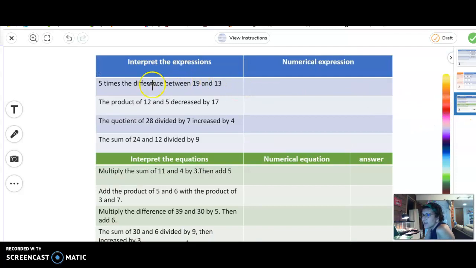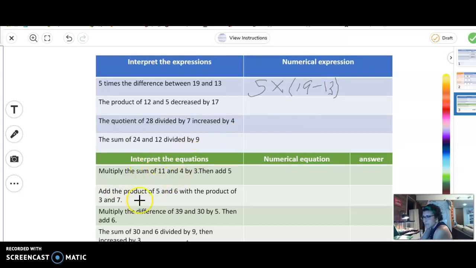And then the third page, you're writing a numerical expression. So you've got 5 times the difference between 19 and 13. So 5 times the difference between 19 and 13. There's your example. And then down here, interpret the equations.